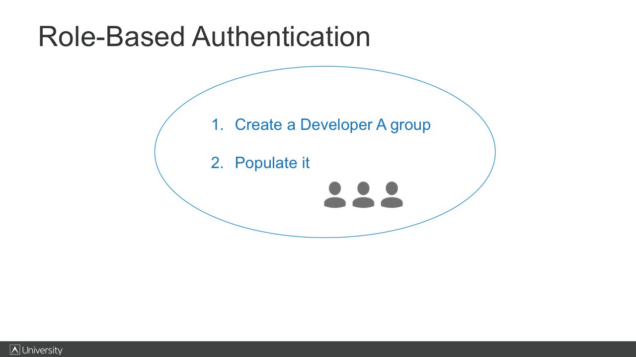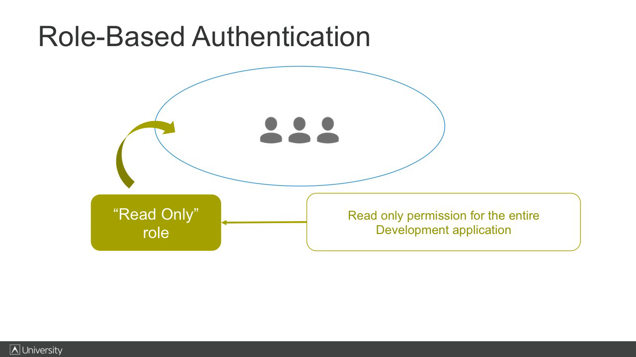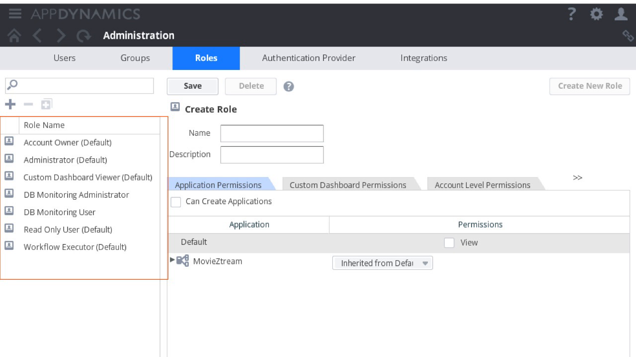For example, you have some developers who need read-only access to an entire application. You create a Developer A group and add the individual developers to it. Then you create a read-only role and add read-only permissions for the entire application. Finally, assign the read-only role to the new Developer A group. Typical roles are already pre-configured with uneditable permissions. You get 5 standard roles with typical permissions already set. In addition, you can create custom roles and manage access in a more granular way.